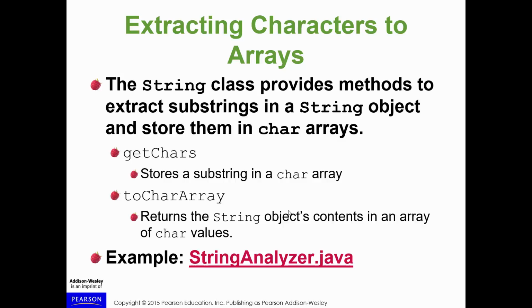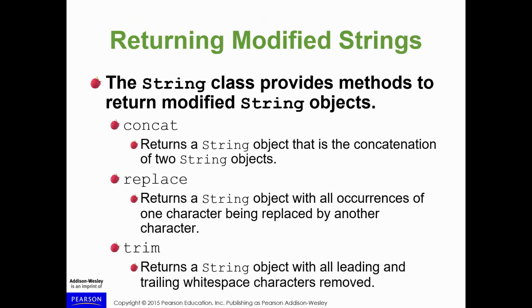The string class has a lot of different things that you can use. It literally has scores of different methods. And some of them you might use quite a bit. Some of them you may use very rarely, and many of them you'd probably never use. Here's a couple. getChars to store a substring in a character array. toCharArray to return a string object's contents in an array of char values. Some of these in here make a lot of sense. concat allows you to concatenate two string objects. It's like using the plus sign almost for string concatenation.